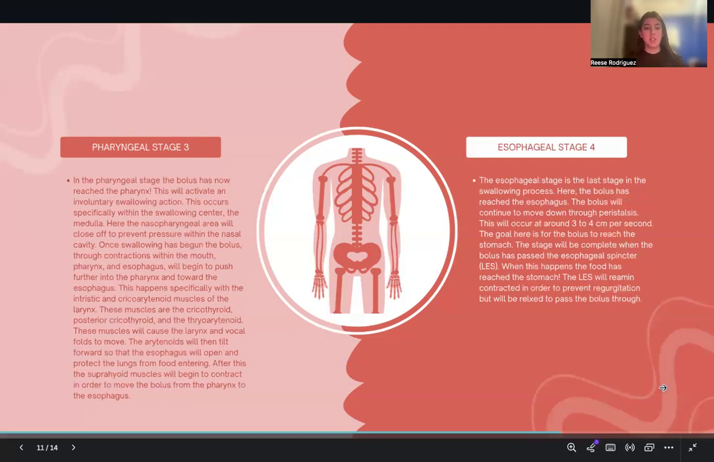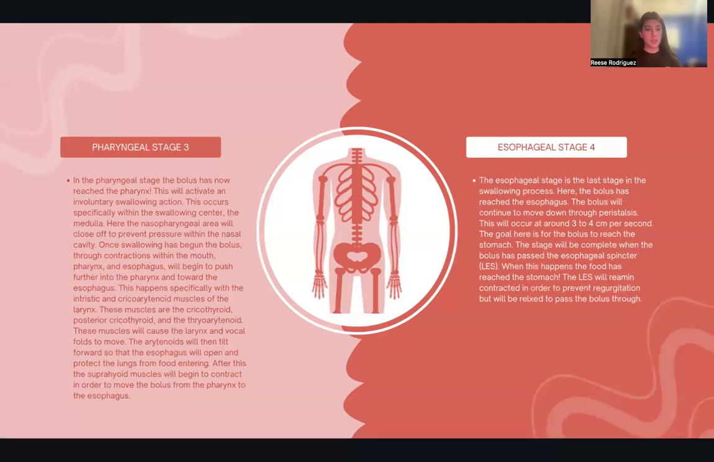Okay, next we get into our pharyngeal stage. So this is the third stage in the swallowing process. And now the bolus has reached the pharynx. And this is going to activate an involuntary swallowing action. So this means you do not have control over this process. Think of it like a switch on, and then it happens.